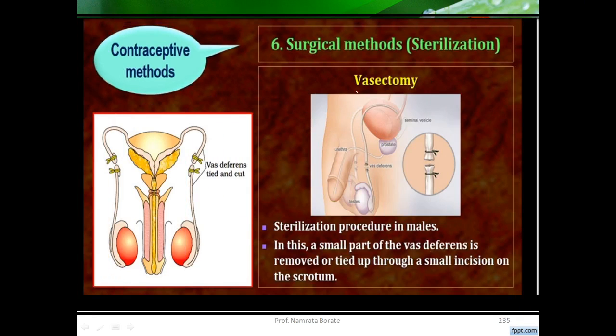The first one is vasectomy. This sterilization procedure is done in males. In this, a small part of the vas deferens is removed and tied up. You can say this part is removed and tied up through a small incision on the scrotum.